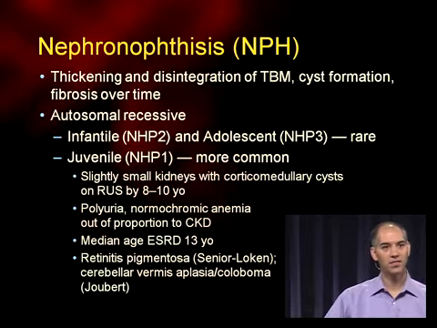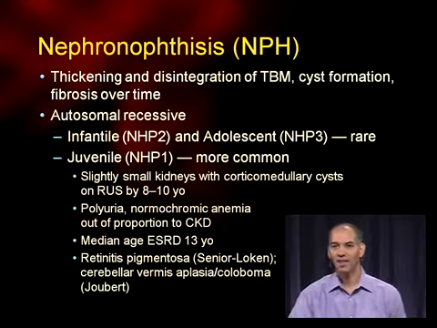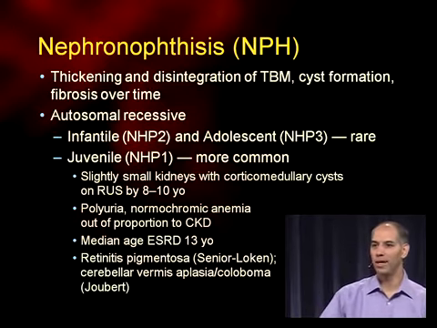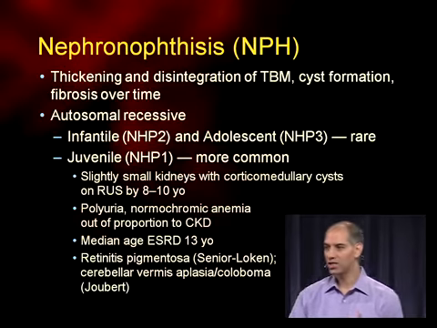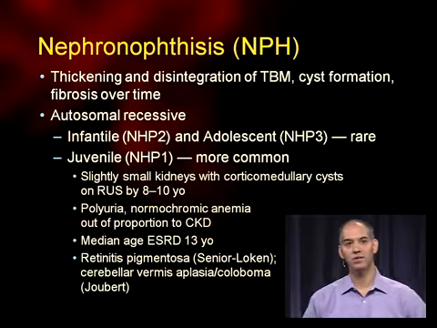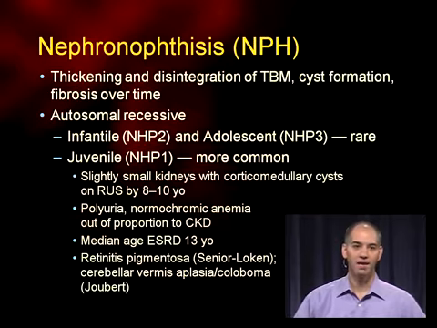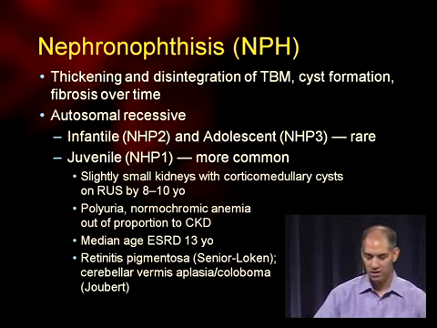The other thing is because of where the lesions occur, which is in the corticomedullary junction, that's the part of our kidney that makes erythropoietin, and so they get a normocytic anemia that is out of proportion to the level of renal failure that they have. With advanced renal failure, anybody will get anemic, but kids with nephronophthisis have a more pronounced anemia than you would think they would have at the level of kidney disease that they have.